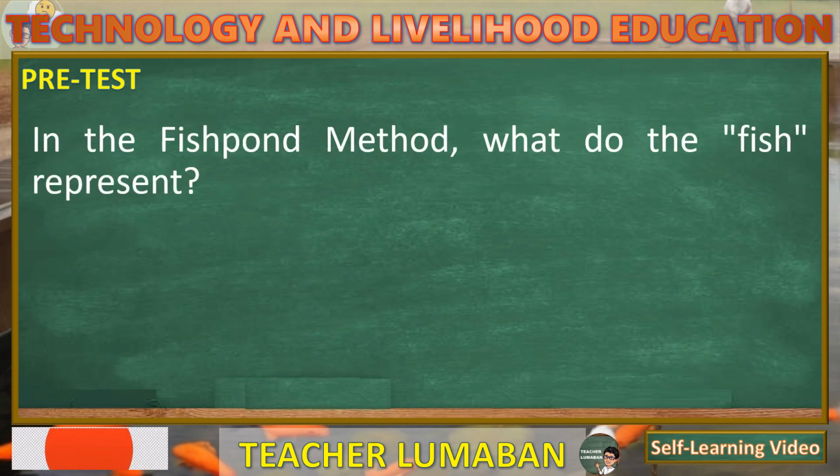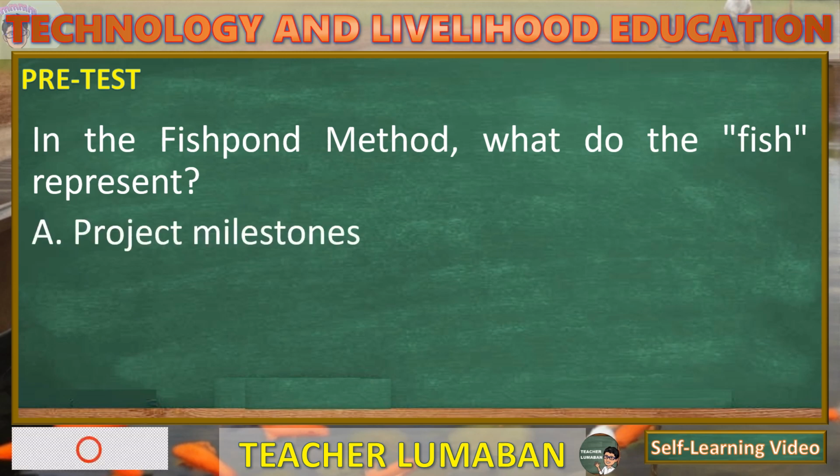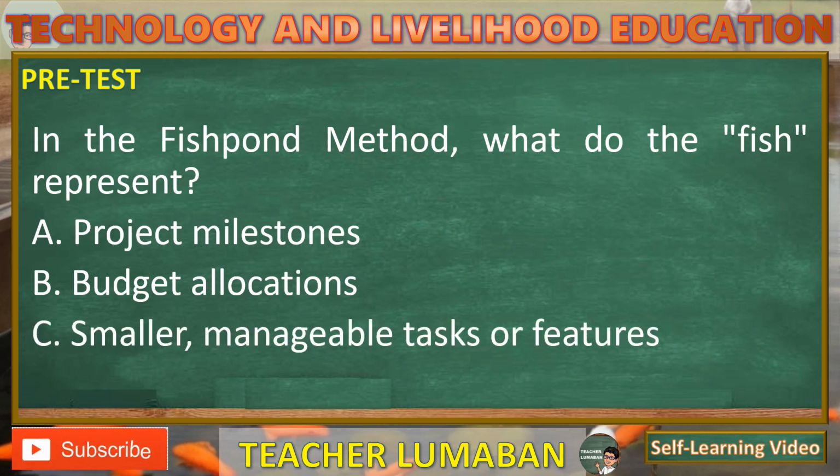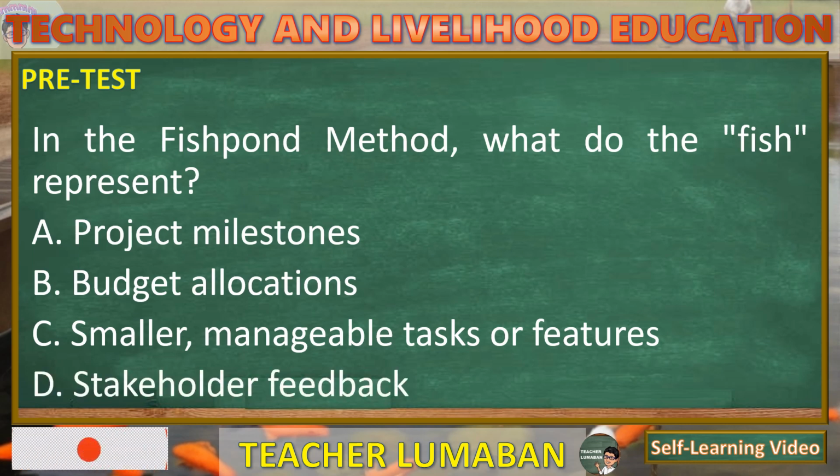In the Fishpond method, what do the fish represent? A. Project milestones. B. Budget allocations. C. Smaller, manageable tasks or features. D. Stakeholder feedback.